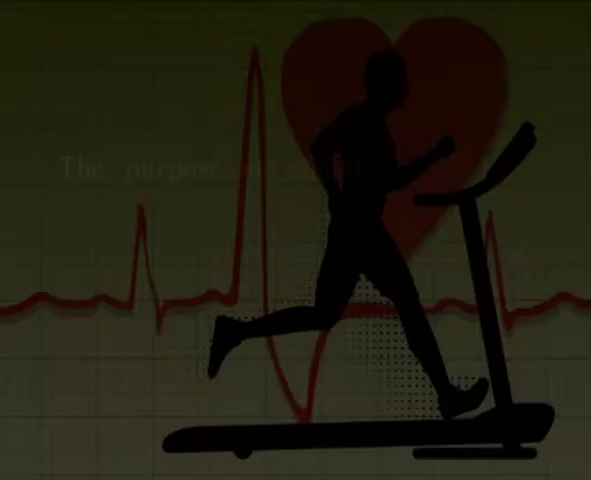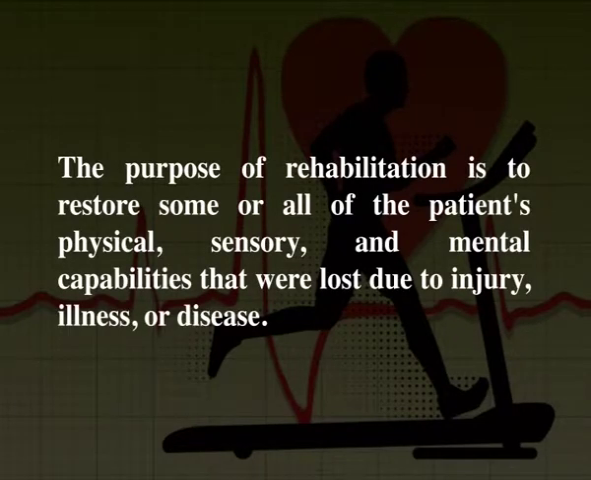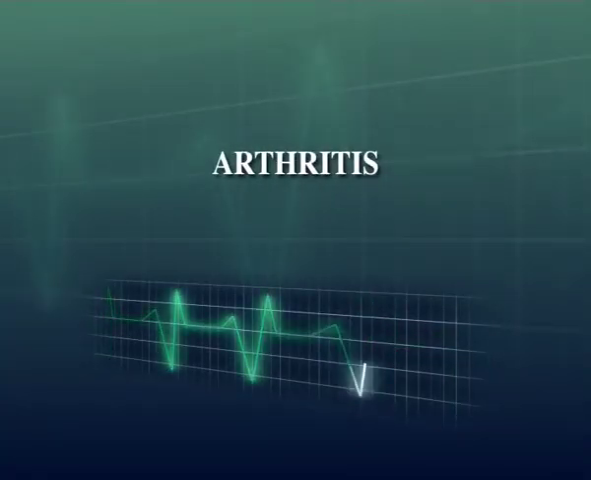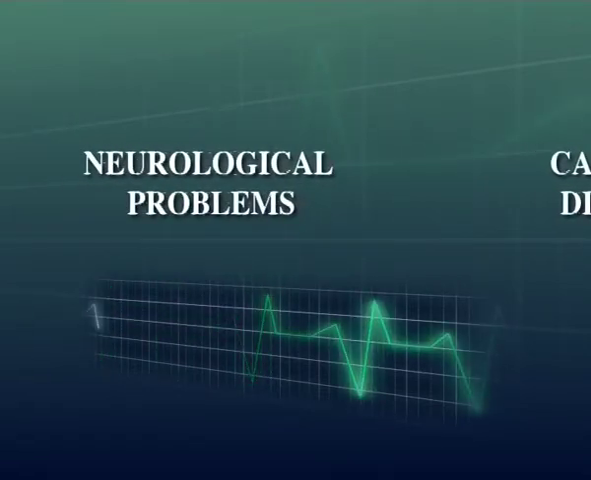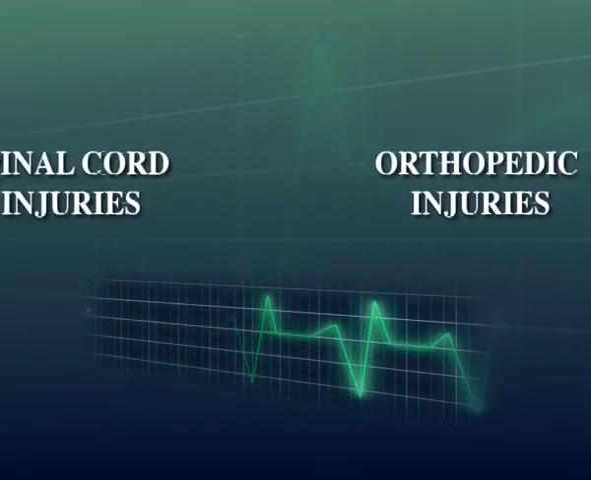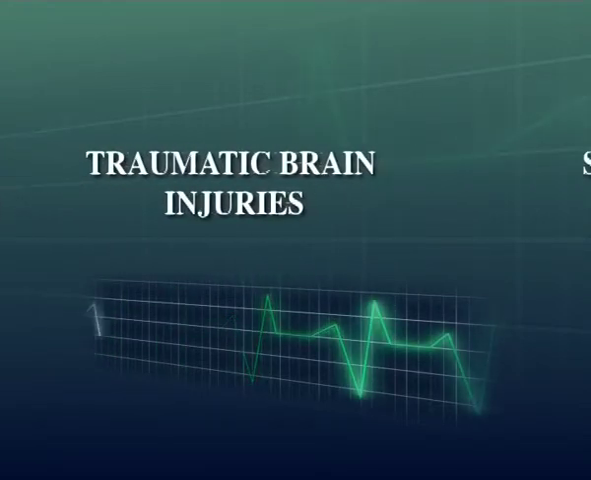It can also be said that rehabilitation is a treatment or treatments designed to facilitate the process of recovery from injury, illness, or disease to as normal a condition as possible. The purpose of rehabilitation is to restore some or all of the patient's physical, sensory, and mental capabilities that were lost due to the injury, illness, or disease. Rehabilitation includes assisting the patient to compensate for deficits that cannot be reversed medically. It is prescribed for many types of injury, illness, or disease, including amputations, arthritis, cancer, cardiac disease, neurological problems, orthopedic injuries, spinal cord injuries, stroke, and traumatic brain injuries.